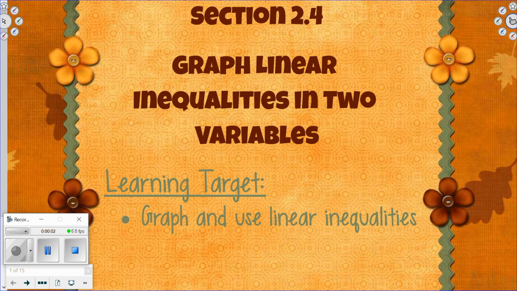All right, guys. So for today, we are graphing linear inequalities.